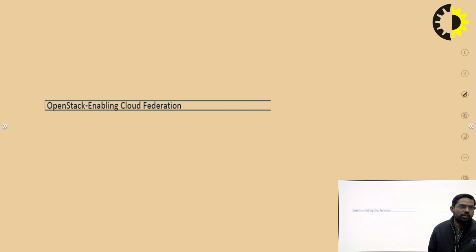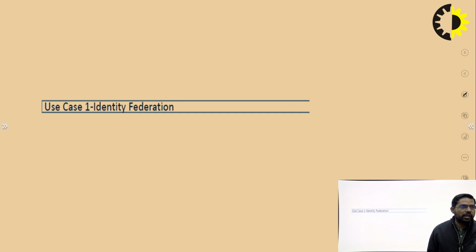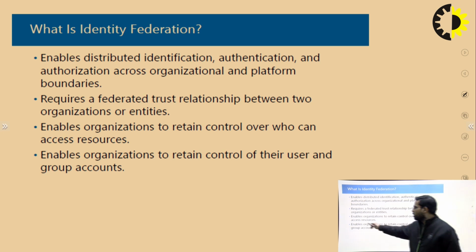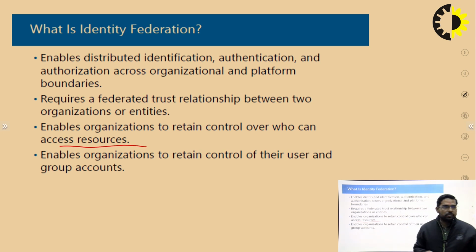So this is cloud federation. OpenStack enabling cloud federation is there. Use case one is identity federation. So what is identity federation? Identity federation means enabling distributed identification, authentication and authorization across organizational and platform boundaries. It requires a federated trust relationship between two organizations or entities. It enables organizations to retain control over who can access the resources, like who is authorized, and to set control over their user and group accounts.